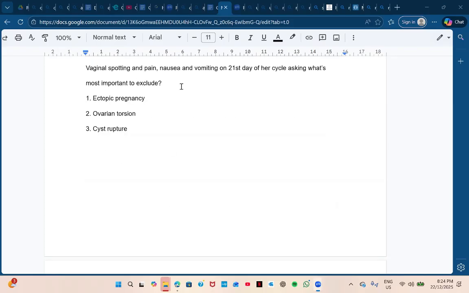Vaginal spotting and pain, nausea and vomiting on the 21st day of her cycle, asking what is most important to exclude: ectopic pregnancy, ovarian torsion, cyst rupture. What do you think? Type your answers in the chat. Ovarian torsion, okay. What about other doctors? What is the clinical presentation of ovarian torsion?